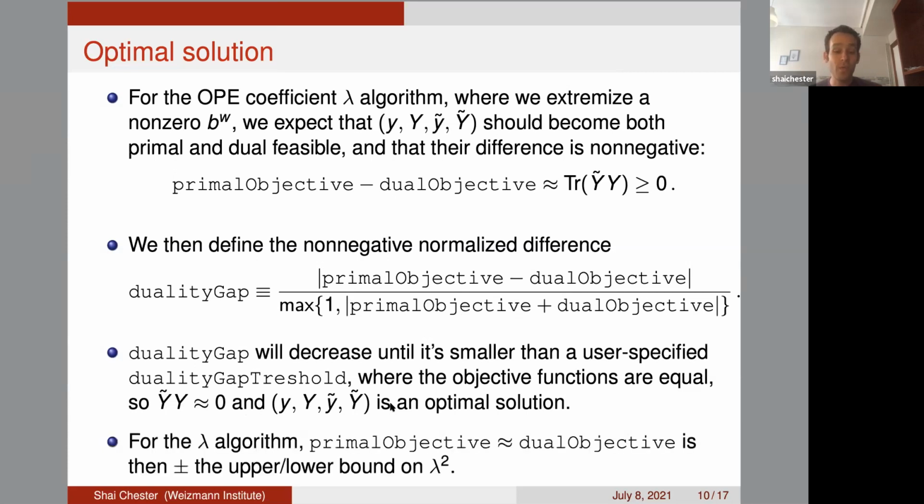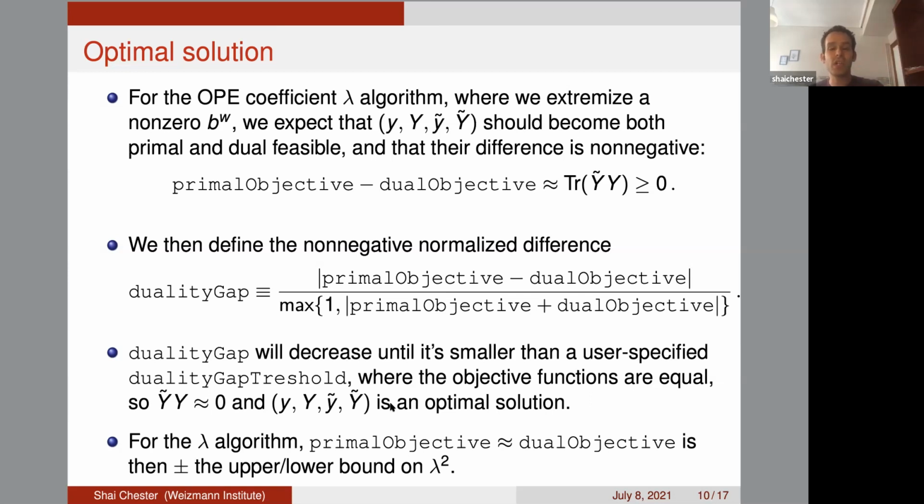And so for the OPE coefficient algorithm, you will then find that this primal objective, which is roughly the same as the dual objective, is an upper or lower bound on the OPE coefficient squared. So just to reiterate, you in general will only find an optimal solution when you are doing the OPE coefficient algorithm. So you don't find it for the scaling dimension algorithm.